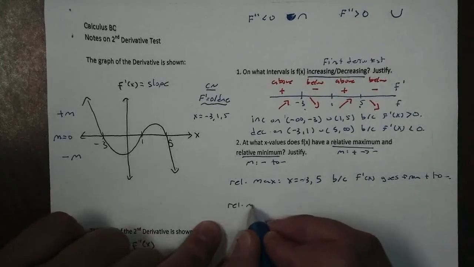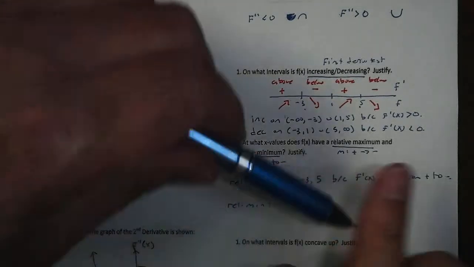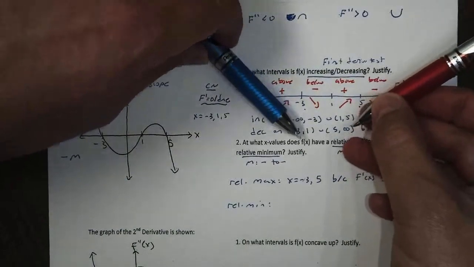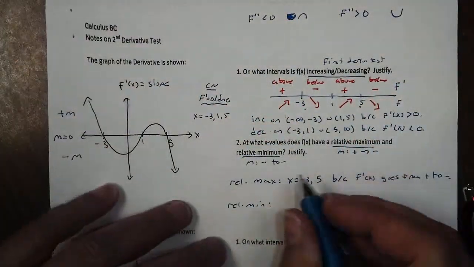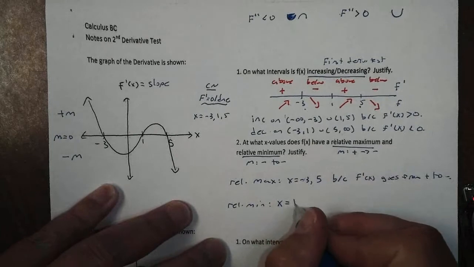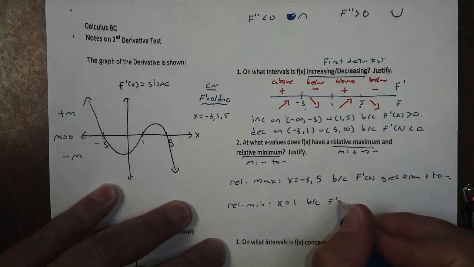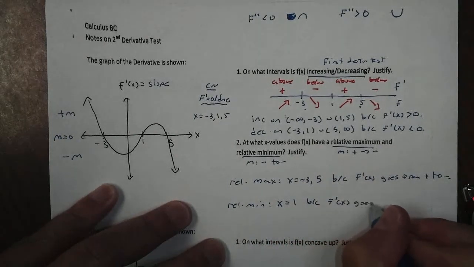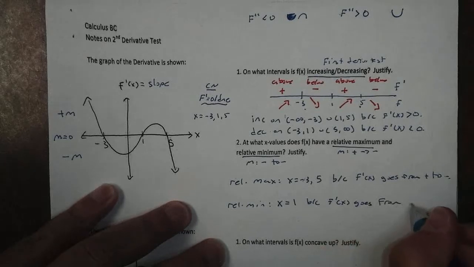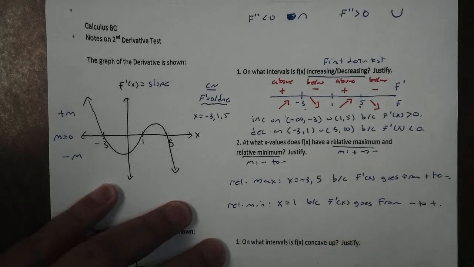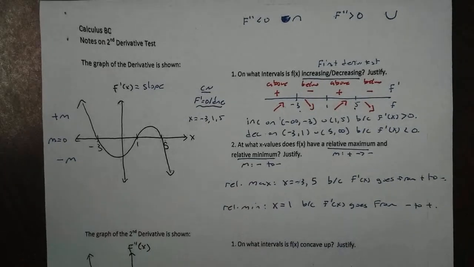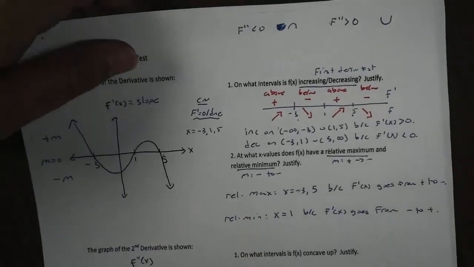A relative minimum, same idea, but now the slope goes down and then it goes up, and that occurs at x equals 1, because the derivative goes from negative to positive, and there's our relative max and mins. Alright, so let's take a look at the next one.